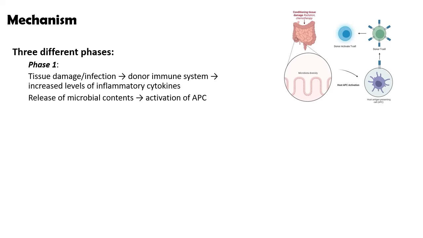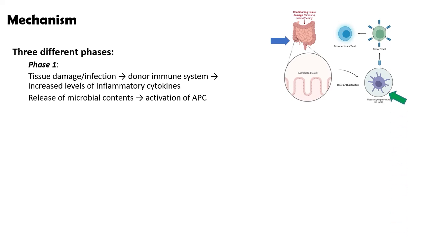Infection in the recipient can also further activate donor immune cells, mainly lymphocytes. These factors lead to an increased level of inflammatory molecules called inflammatory cytokines. On the other hand, tissue damage, such as damage to the gut, which I depicted on this image with the blue arrow, and the release of microbial contents result in activation of the cells that present foreign material or antigen to the T cells. These cells are called antigen-presenting cells or APC.